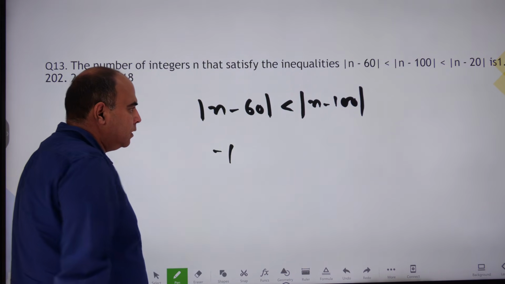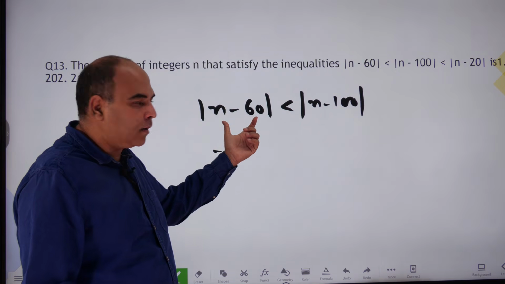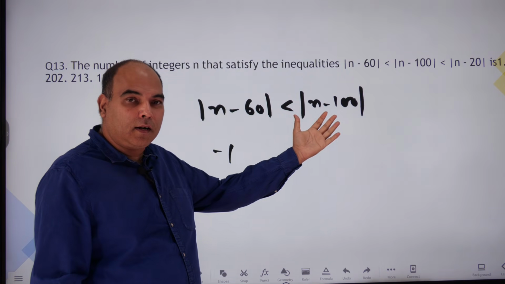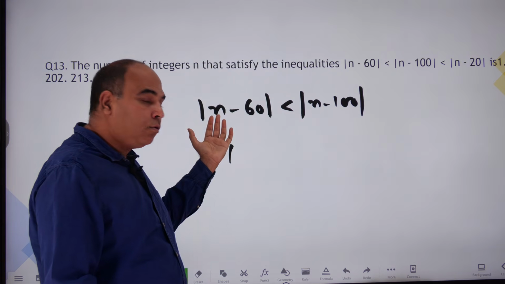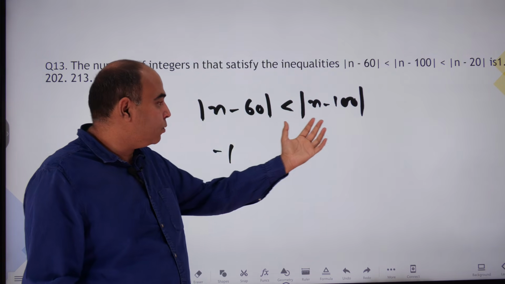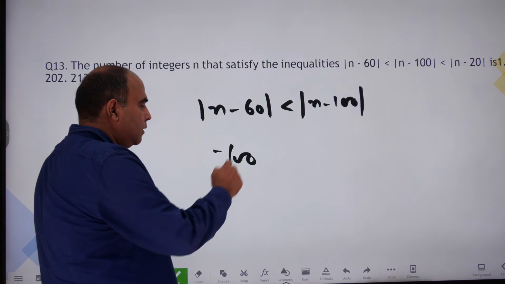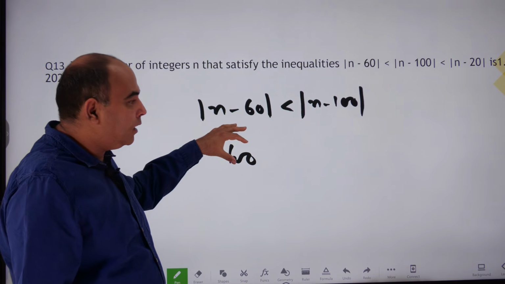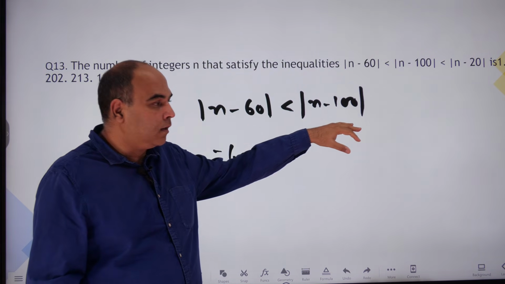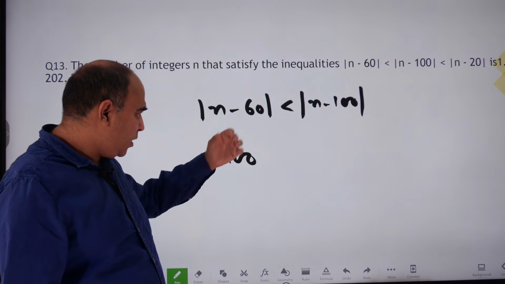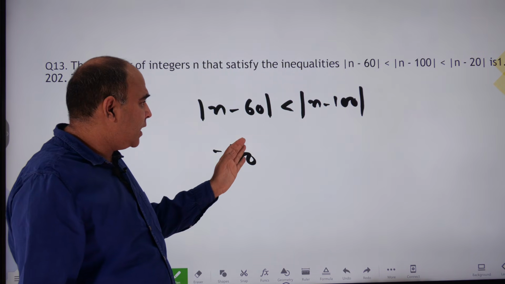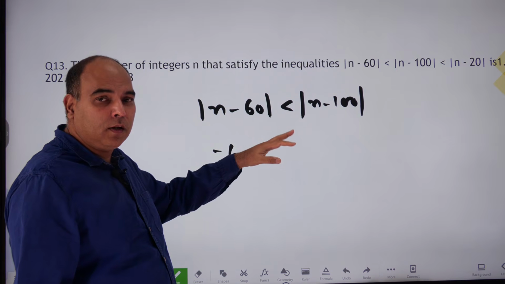like -1, this is going to be minus 61 in the modulus, so 61 less than 101, -2, 62 less than 102. You take -100, -160, which means 160 less than 200. So you realize that for all values of n below 60 and up to 60, this is true actually.